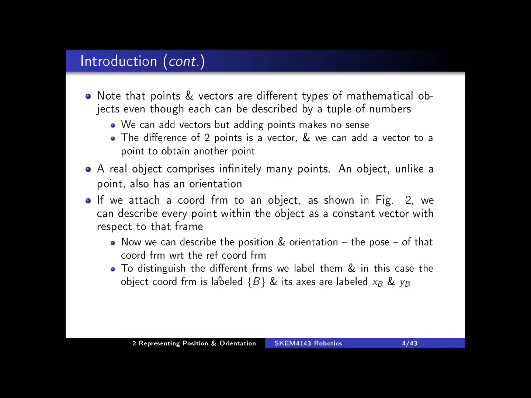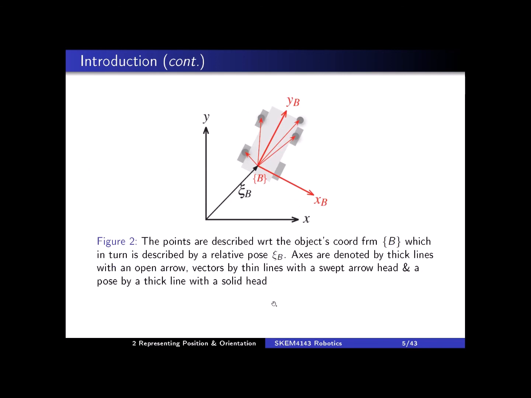To distinguish the different frames, we label them, and in this case the object coordinate frame is labeled B in curly brackets, and its axes are labeled xb and yb. So we always label our coordinate frame in this form. In this case this is B, and we use curly brackets to represent our coordinate frame.